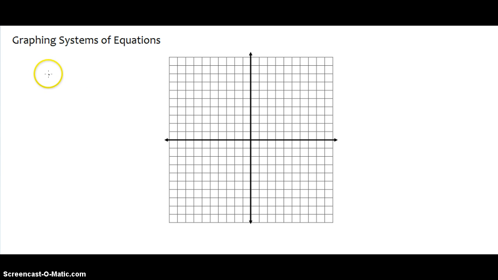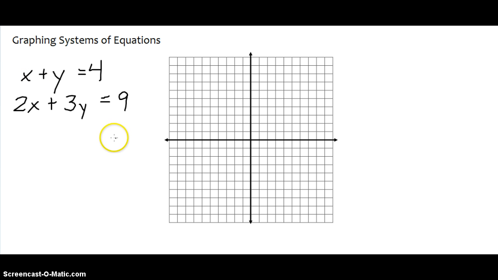Let's say we have the line x plus y equals 4, and we have the line 2x plus 3y equals 9. Notice that those are both lines because they both have two variables to the first power, nothing squared, nothing as a fraction, meaning that they're both lines. We can solve these for y, and it's going to make it much easier to graph.